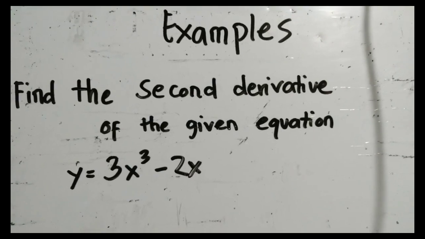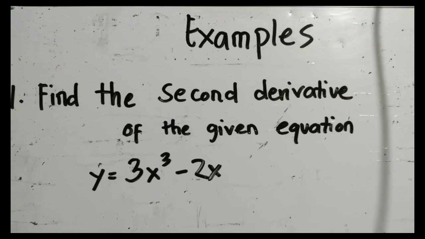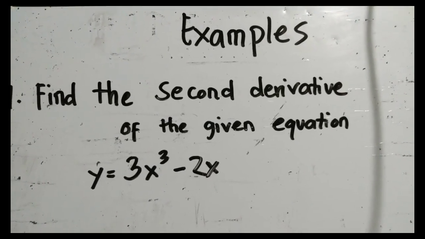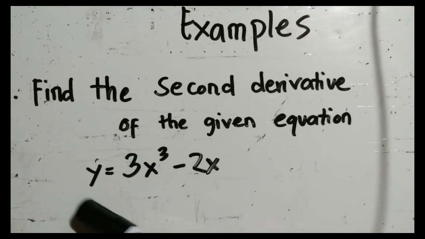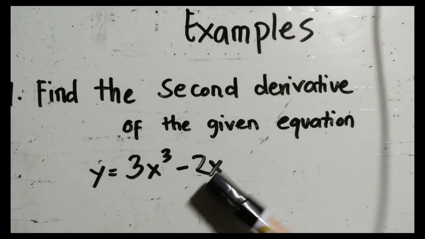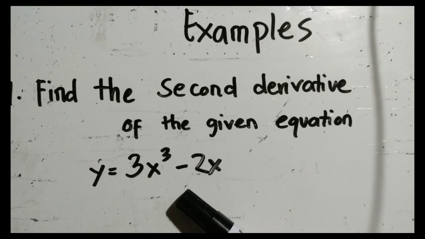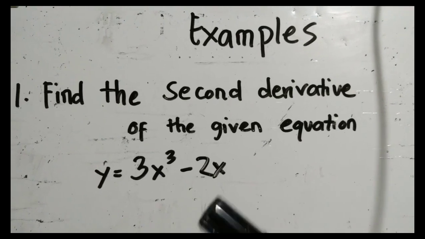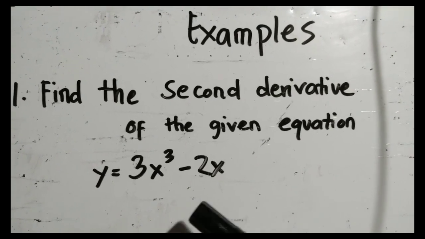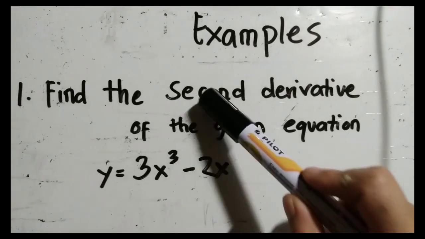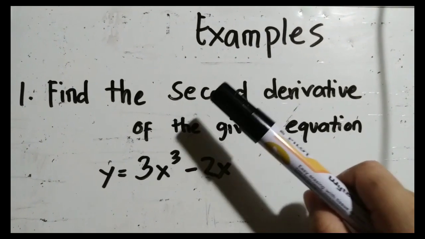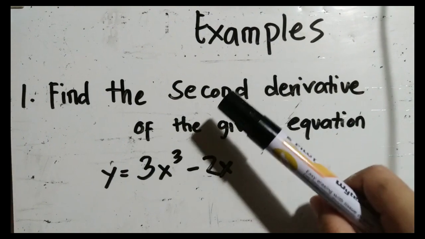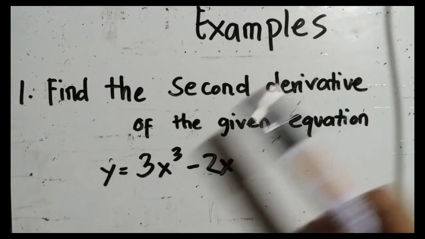So we have examples. The first example is to find the second derivative of the given equation. We have to follow the rules of derivatives so that we can come up with the second derivative of this equation.